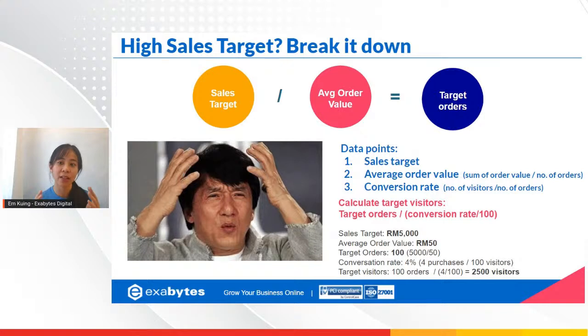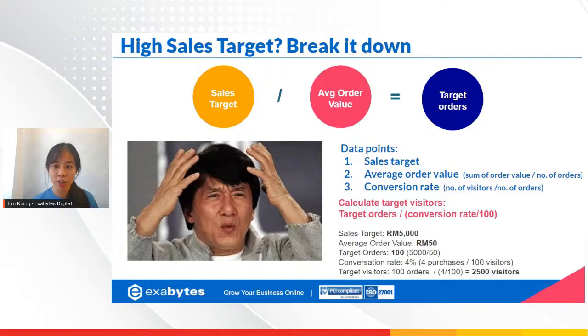You can then take the target orders and calculate how many visitors you need to bring onto your website in order to achieve your sales target. So there are 3 data points here. First is sales target, second is average order value, and third is conversion rate. So how do you calculate average order value? You take the sum of your orders and divide it by the number of orders. That will give you your average order value.